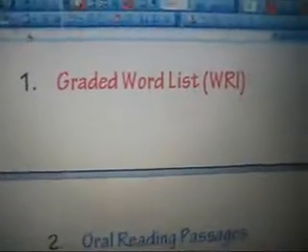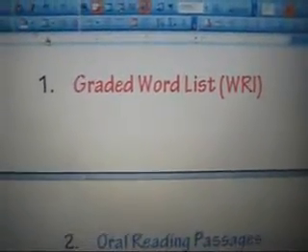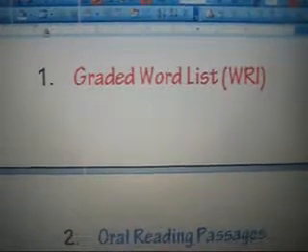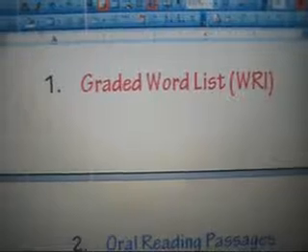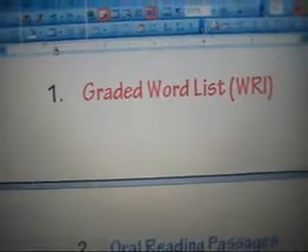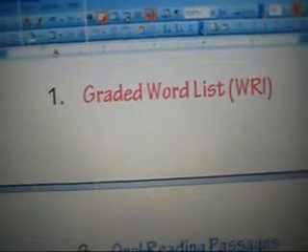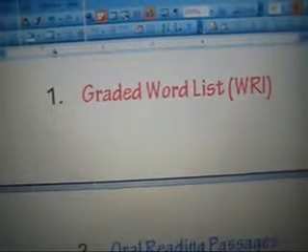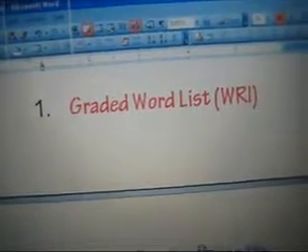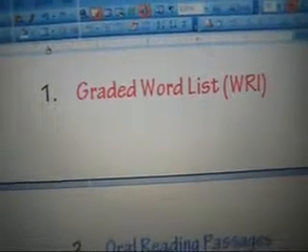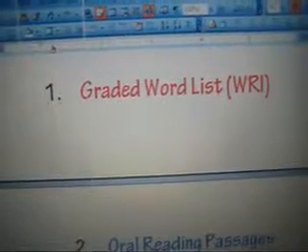We begin the IRI with a graded word list. The graded word lists are often taken from readers and consist of approximately 20 to 25 words from each reader level. They are used to determine at what grade level the student should begin reading the oral passages. The student begins the word list at 2 levels below his or her present grade level.